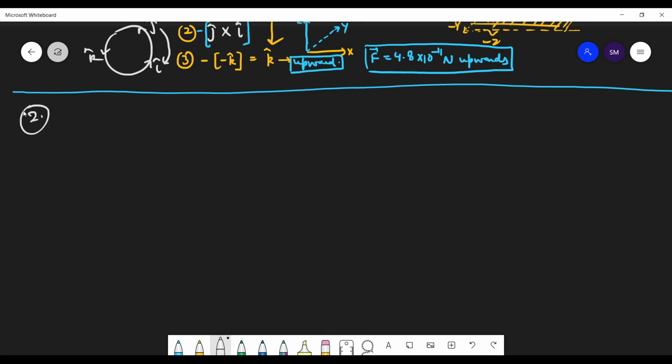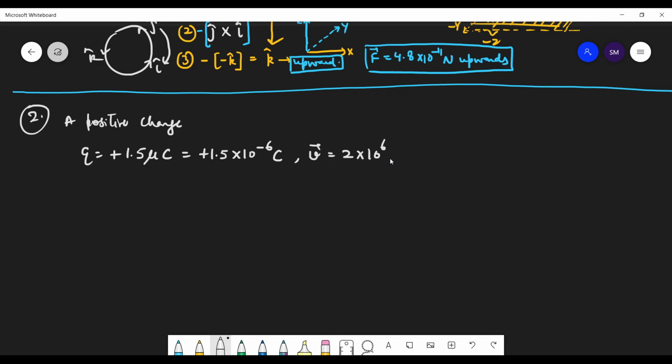Good question, students. Second question. What's your second question? A positive charge? You have a positive charge now? That's good. How much is your charge? Plus 1.5 microcoulomb? Yes. So it means plus 1.5 into 10 raised to minus 6 coulombs. That's your Q. Now it is moving with what speed? 2 into 10 raised to power 6 towards positive axis.